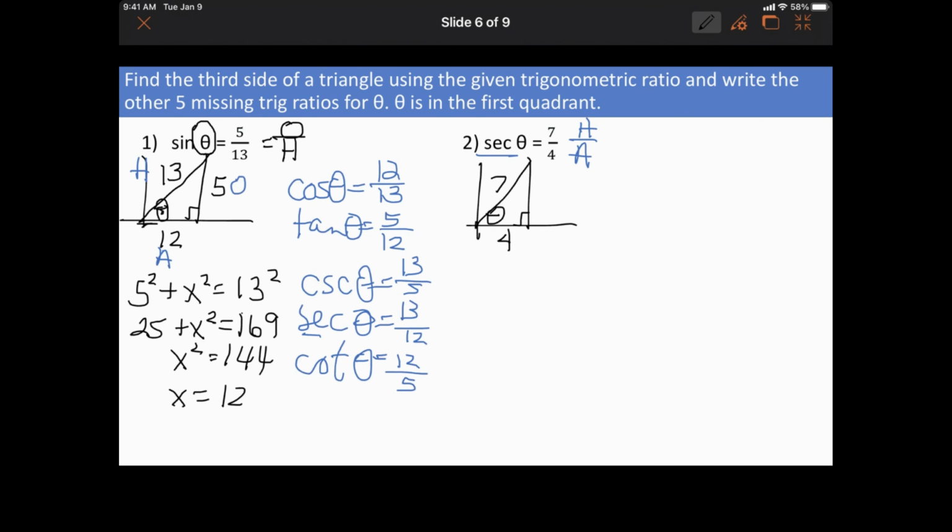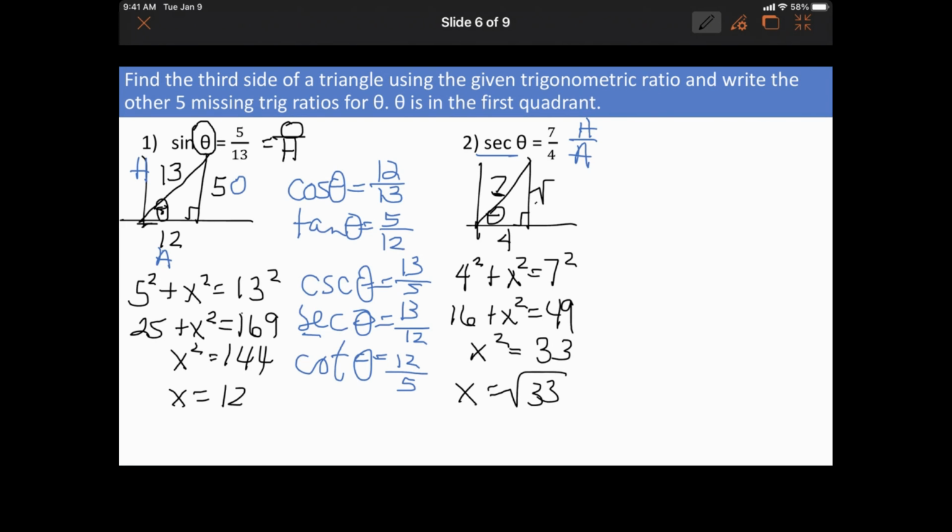Now, looking at this, remember this is going to be c, so we have to find this side. So it's 4 squared plus x squared equals 7 squared. Okay, so it is going to be the square root of 33. Can't simplify, you're just going to have to use that, square root of 33.